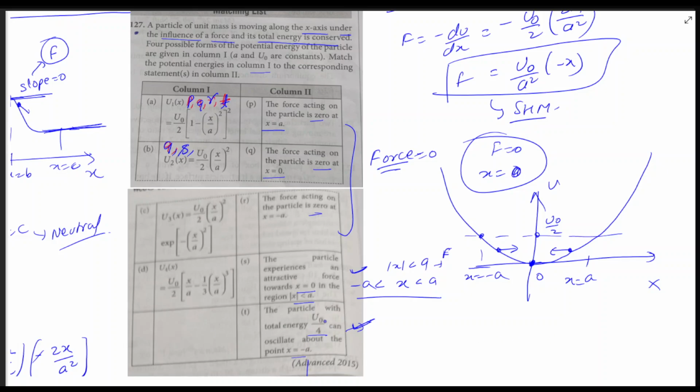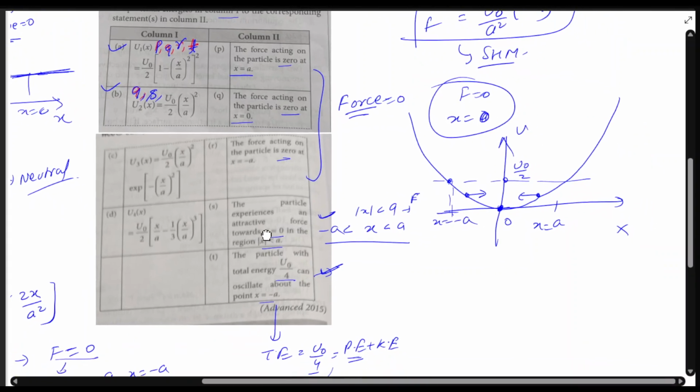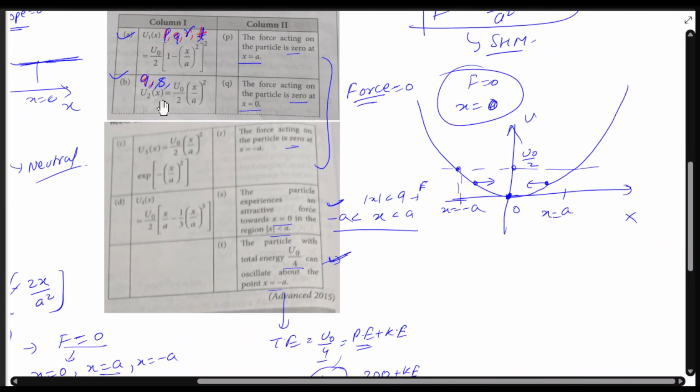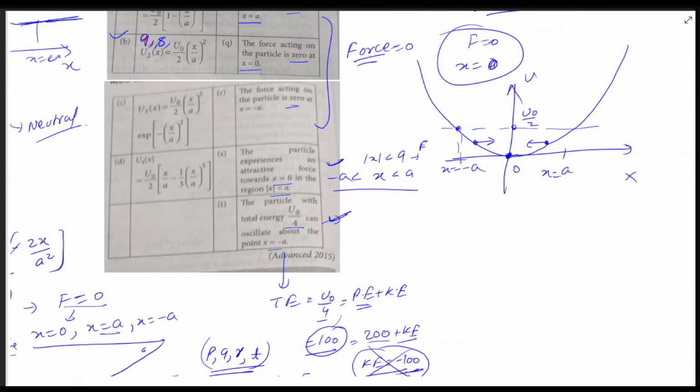Now T. The particle with total energy U naught by 4 can oscillate about the point x equal to minus a. So at x equal to minus a, there is no equilibrium. So this option won't be there. So A and B is clear. So these were our two parts of the column 1. Let's move to the third part.